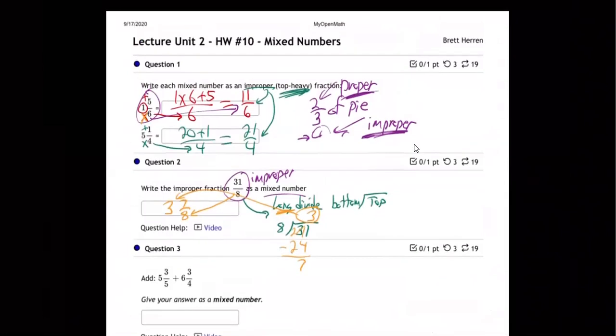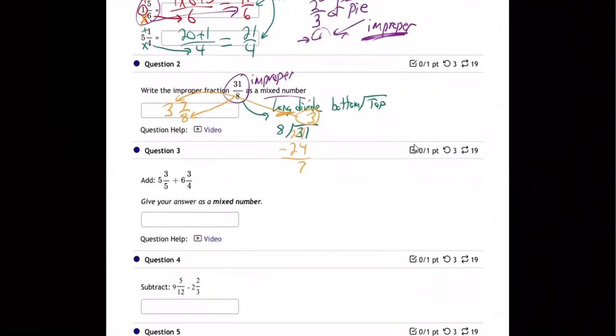Oh, what did I do? I just keep hitting the wrong button here.